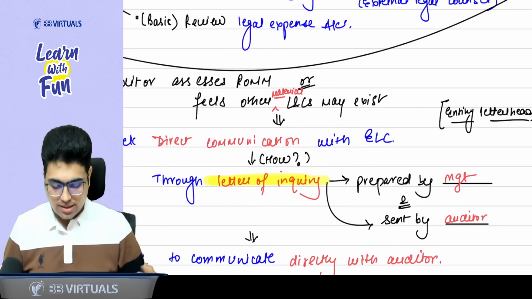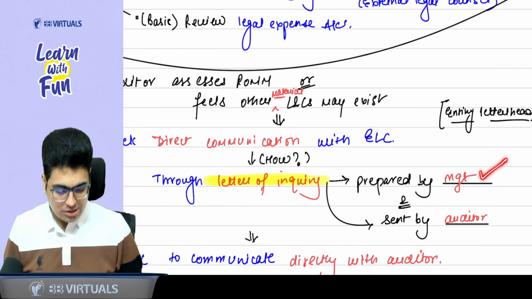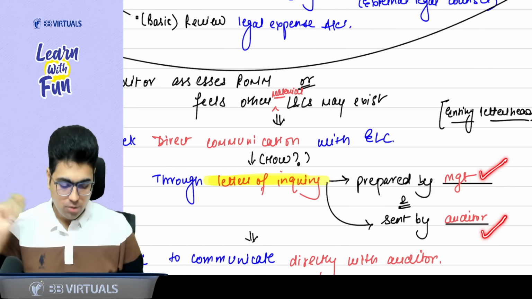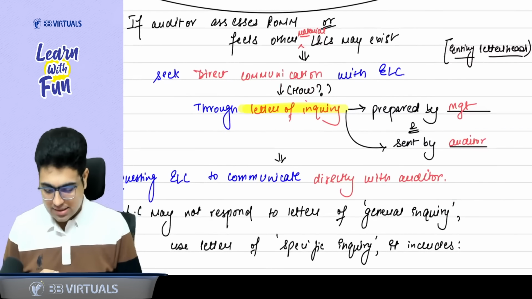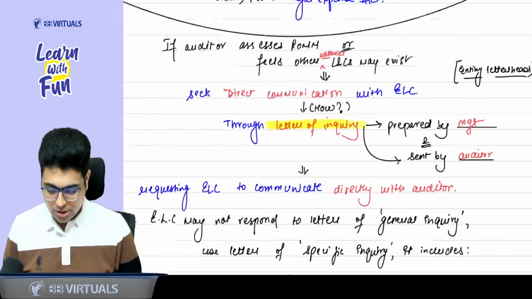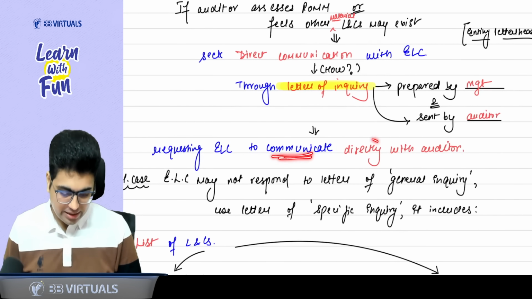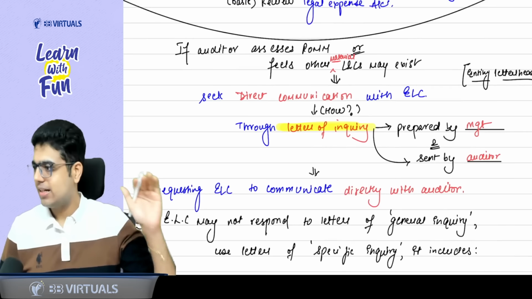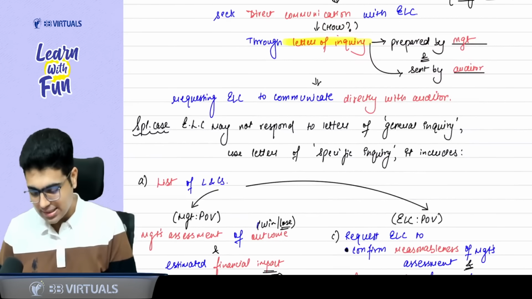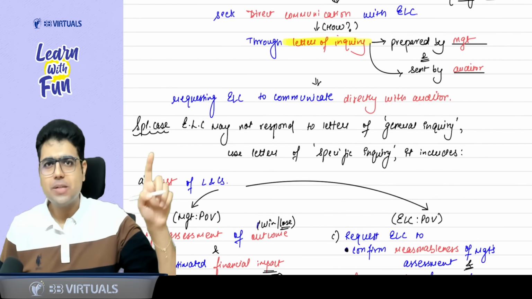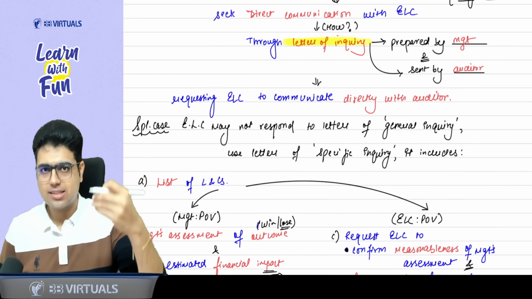Just like any external confirmation, it will be prepared by the management, sent by the auditor. Prepared by the management, sent by the auditor. Then the external legal counsel will be requested to communicate directly with the auditor. External legal counsel has to communicate directly with the auditor. Now let's understand a special case. On this special case, there is a case study also in your ICS study material.